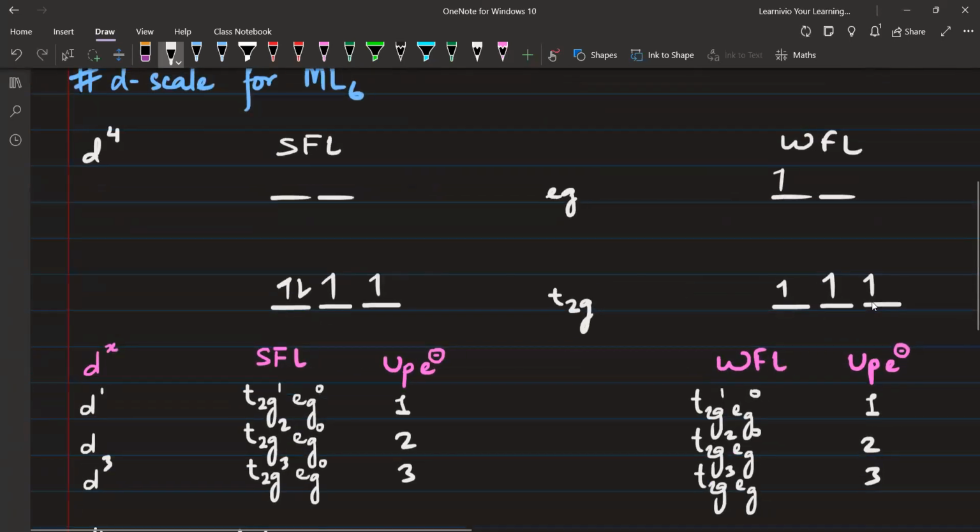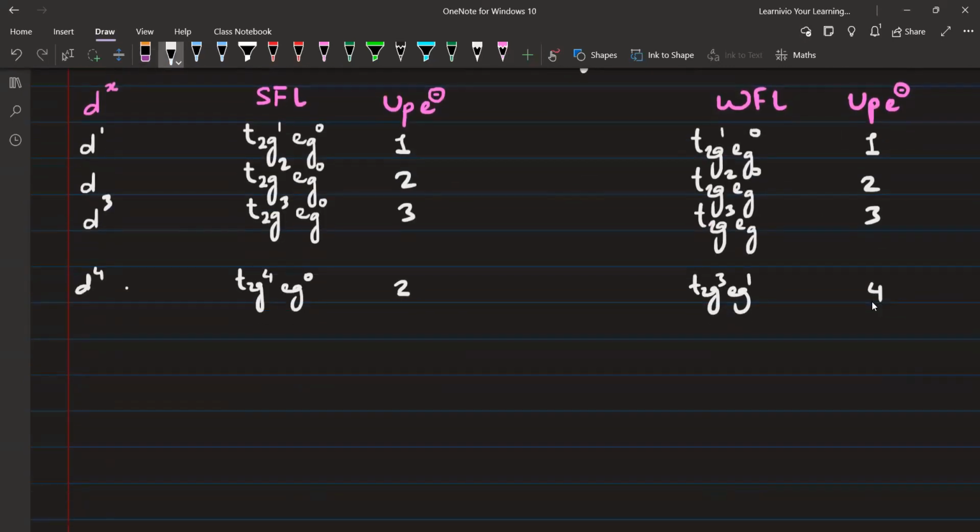The change will still occur when we have D5. In D5, still what's going to happen? The electron will not go up. Pairing will occur in the strong field ligand, and in the weak field ligand, there will be one electron each. So right now, we can say in the D5, we'll have T2G 5 and EG 0. The number of unpaired electrons will become 1. In weak field ligand, it will be T2G 3, EG 2. Unpaired electrons will become 5.